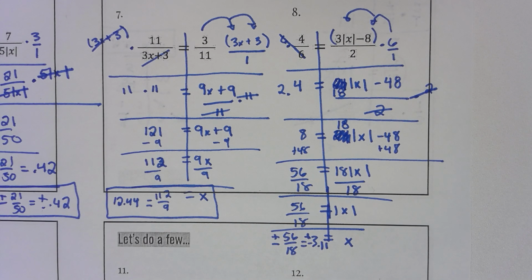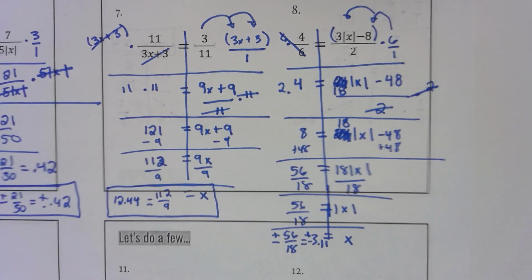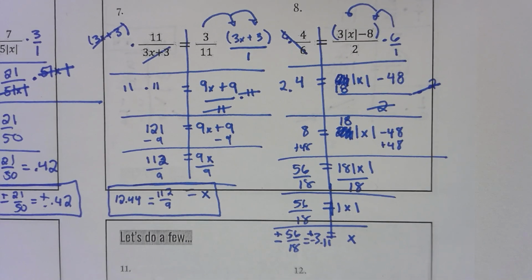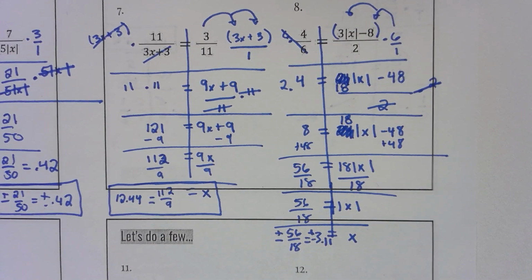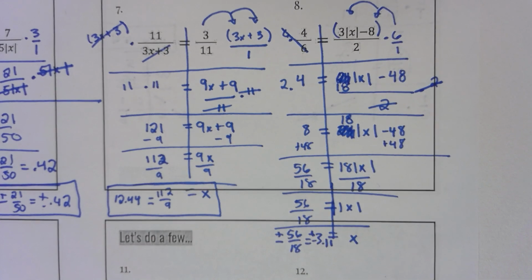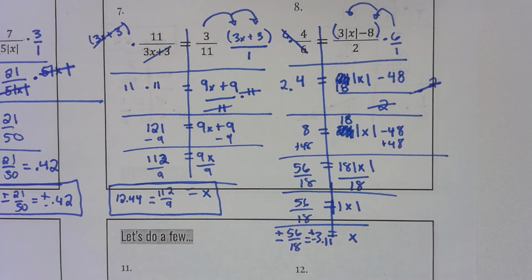Okay, I need everybody to try number 9 and 10. Please do not just sit there and wait for me to show you how to do it. We need to see where we're able to get to, what mistakes we're making. So right now, take about 3 to 4 minutes and just try 9 and 10.